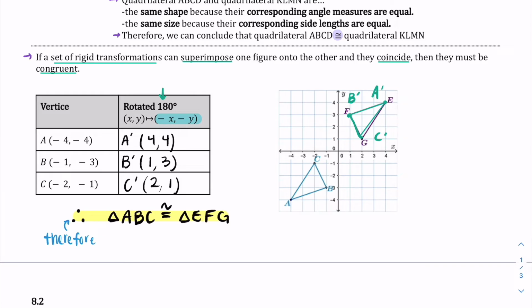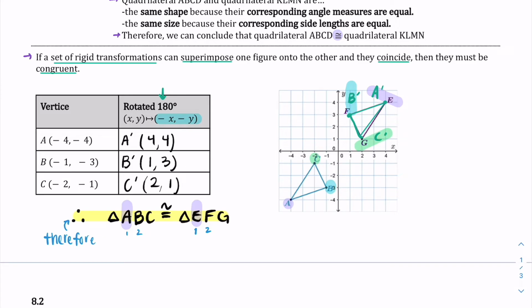So what I mean by that is, when we took A and we rotated 180 degrees to A prime, that was E. So in the first spot was A, and the first spot with our second triangle should be E. So this is the first spot, this is the first spot. And then for B, when we rotated that 180 degrees, B prime landed with F. So B is in our second spot, so F would have to be in our second spot.